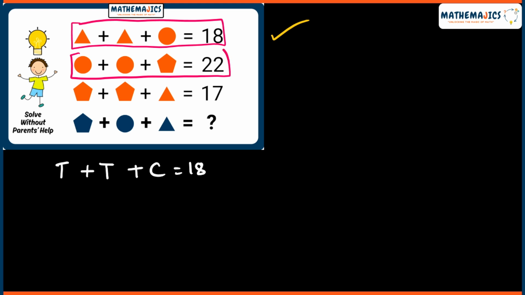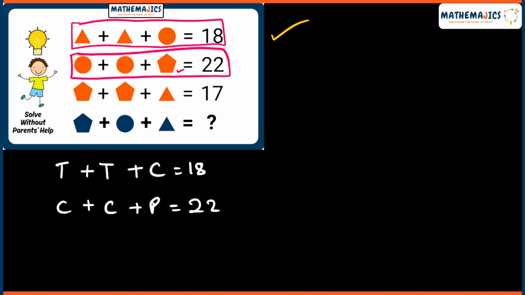In the second equation, we have two circles. That means C plus C. C for circle and T for triangle. Correct? And what is this shape? This shape is a pentagon. So pentagon is for P. So I'll write it P equals to 22.